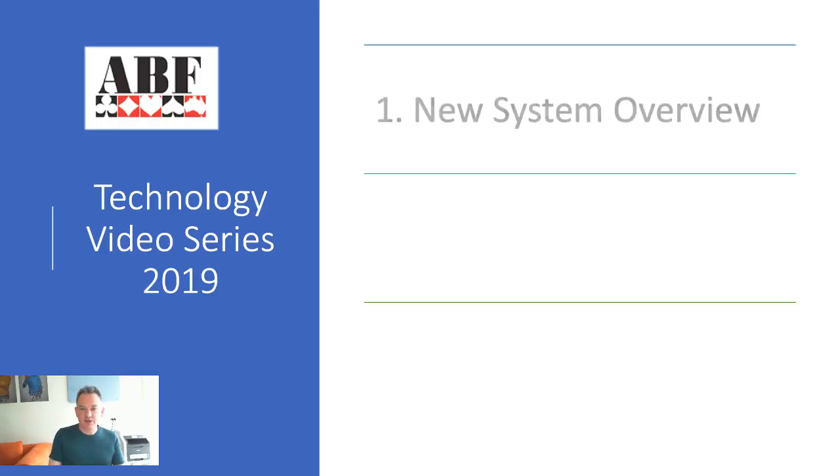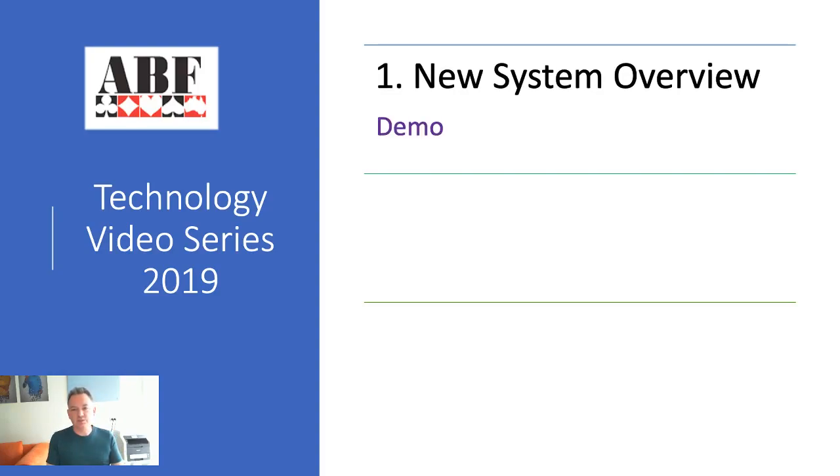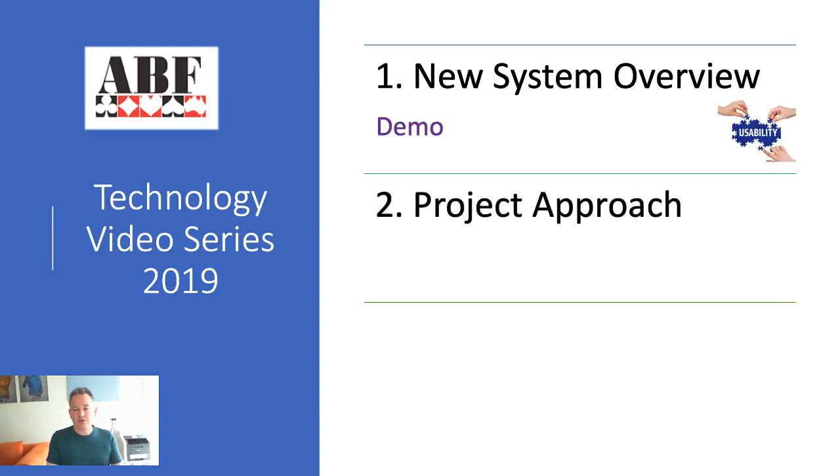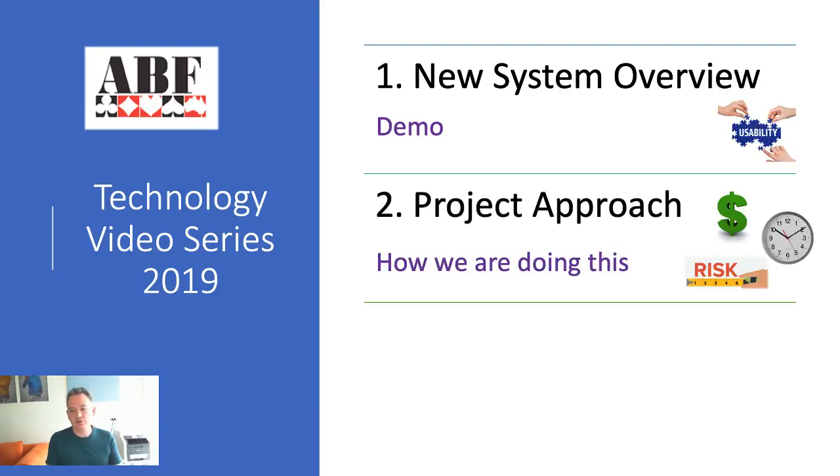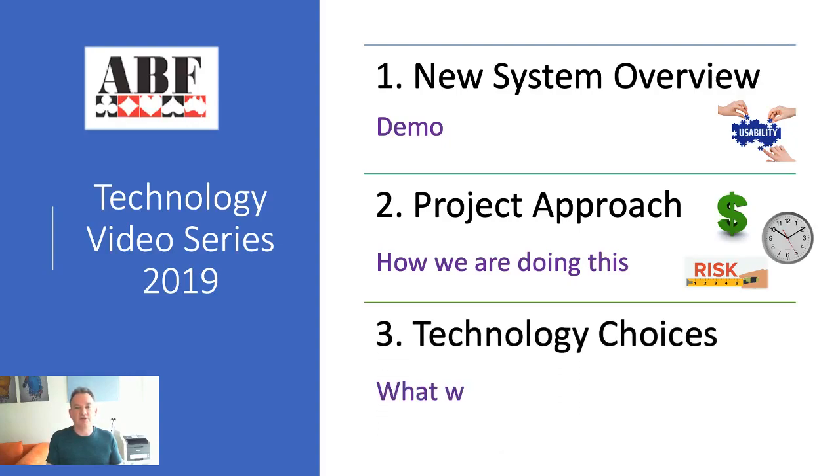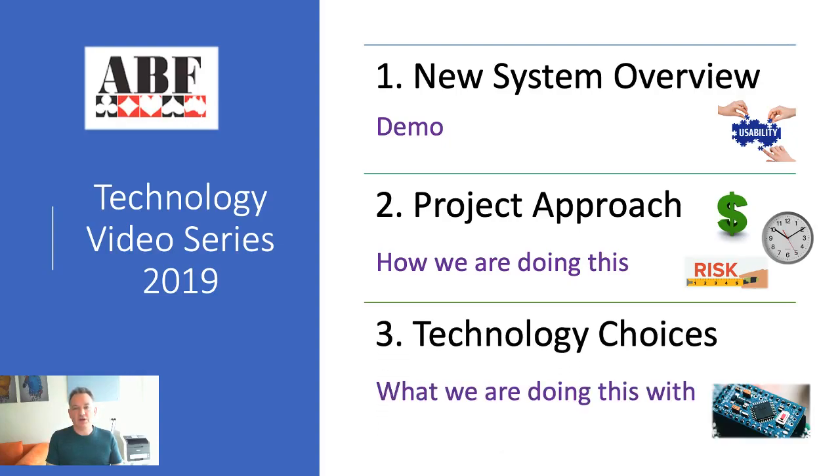So this is one of three videos. The first one's an overview of the system. Have a look at that if you haven't seen it already. This one is around the project side of things, as I say, so things like cost, delivery time, scales, risk. And the third one is going to cover technology choices. You don't need to understand technology to look at that. It should be fairly self-explanatory.